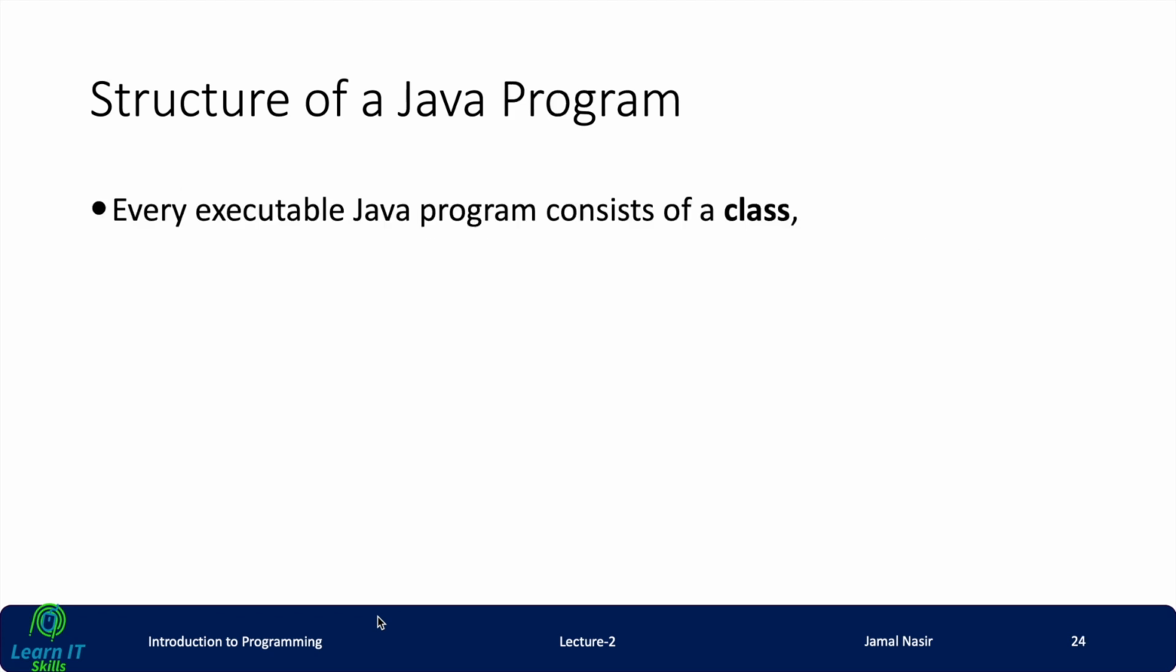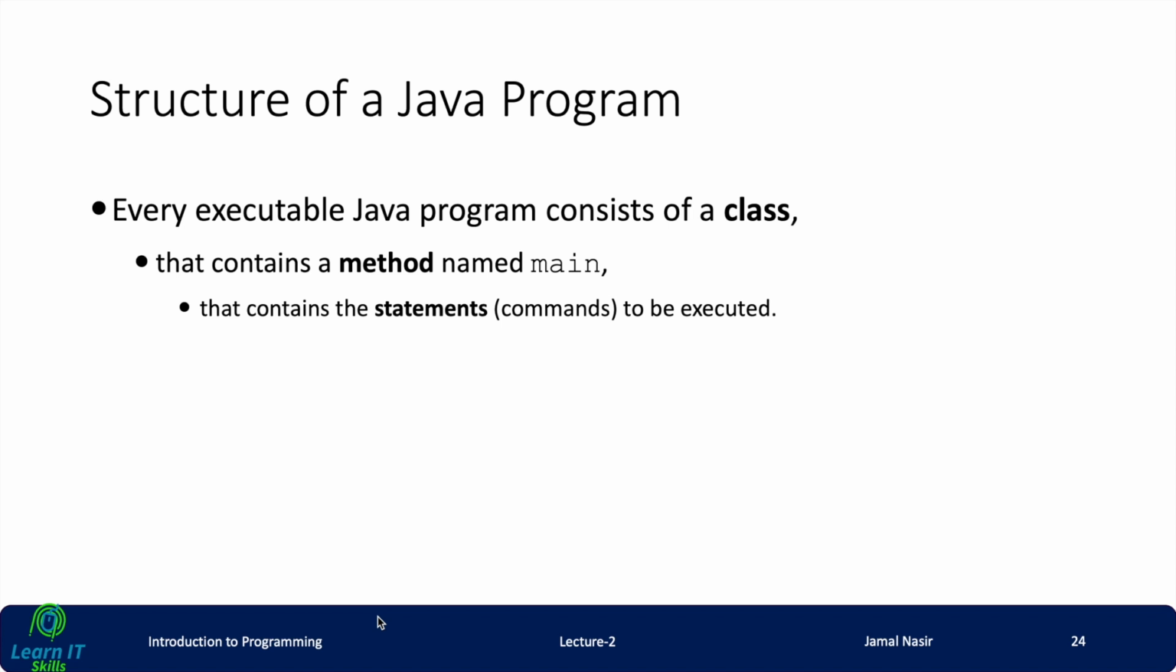So every executable Java program consists of a class that contains a method named main. So if you want your class to be executable in Java, you have to add a method named main, okay? And obviously that main method would contain statements. It would contain different commands to be executed.